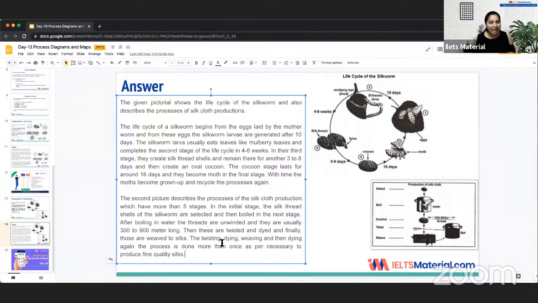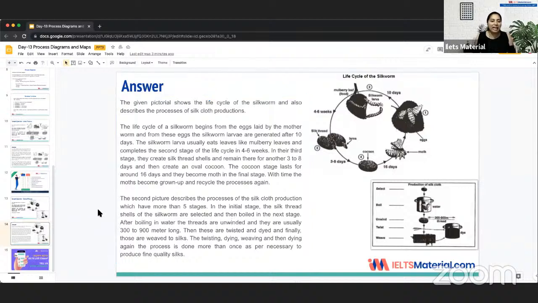They also dye the silk into different colors, and the dyeing process is taken so that the silk cloth can be produced in different colors. Now, I guess this is very clear. You can take 1 minute.